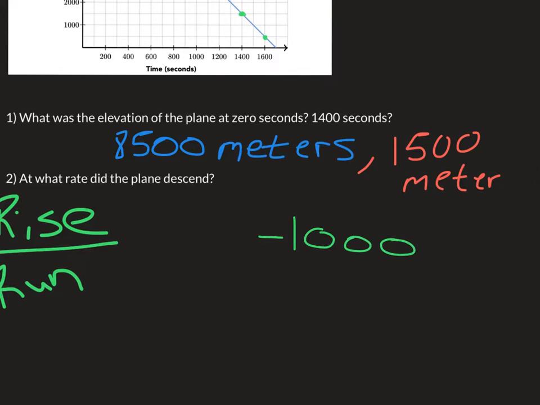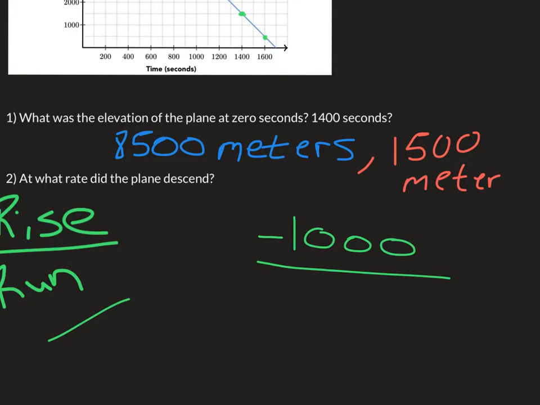I want you to take a second to think about why this is negative, okay? I hope you realized it's negative because we're going down. Our line is going down. It is representing a negative slope. If our line was going up, like this, that's positive, it would be positive. Okay? So we found our rise.